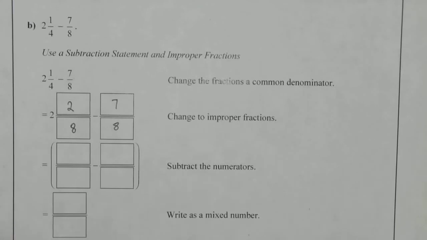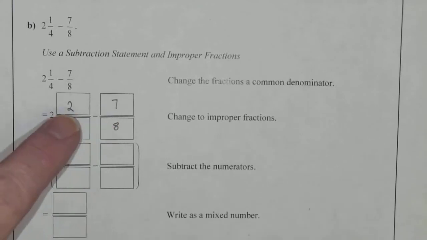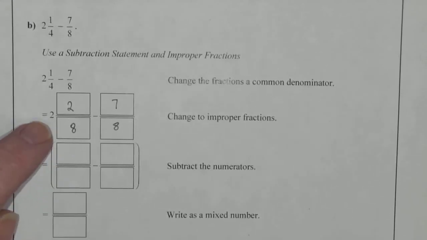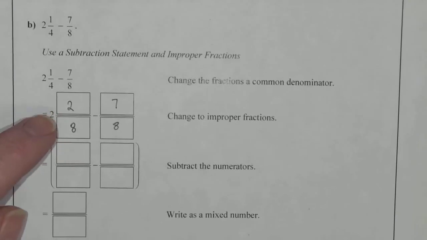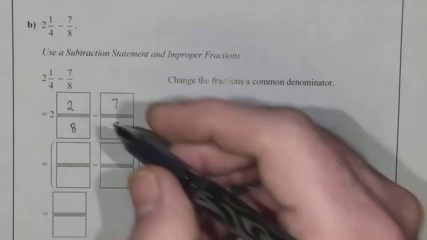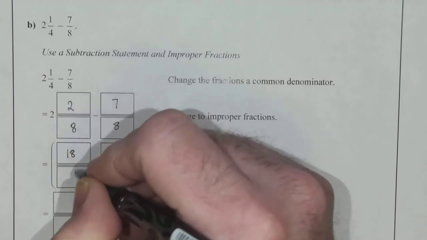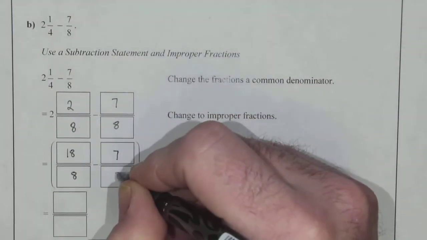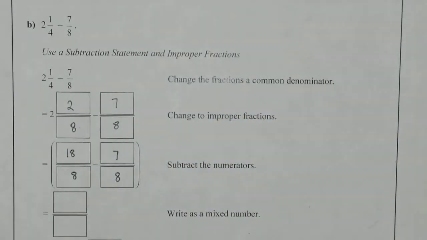Now, we can't subtract 7 from 2, so we're going to need to do something over here with this 2. And the easiest thing to do is convert it into an improper fraction to start with. So 8 times 2 is 16. 16 plus 2 gives us 18, and that's still over 8. And then 7/8, that's not a mixed number, so we can just leave it as it is. So now we've got 18/8 minus 7/8.